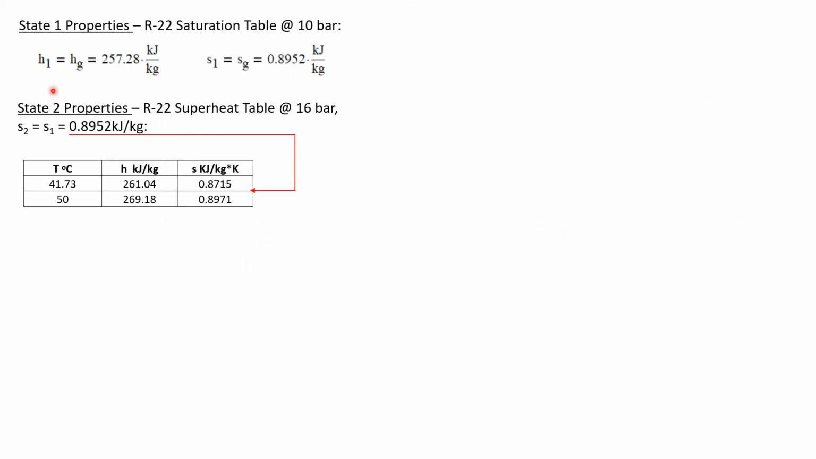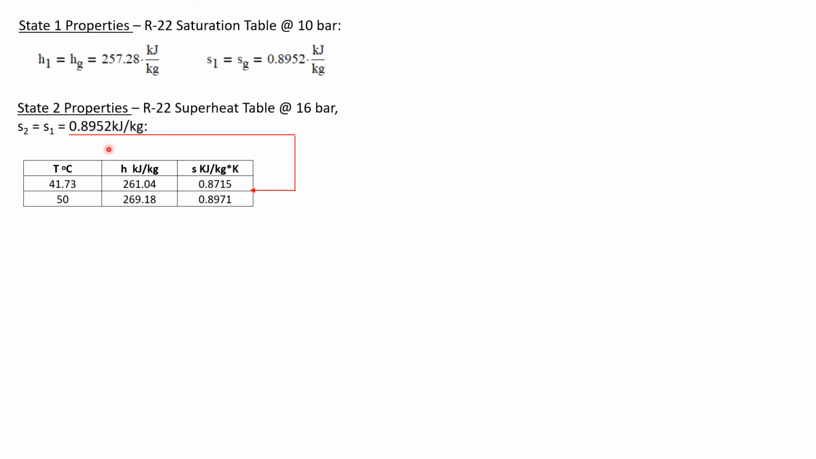So let's find some state properties. We can go to the R22 saturation table at 10 bar, and because we have a saturated vapor at state 1, we know that H1 is just H sub g, and the table tells us that that enthalpy is 257.28 kilojoules per kilogram. Likewise, S1 is S sub g, and it has a value of 0.8952 kilojoules per kilogram Kelvin. Now, for state 2, we have two properties defining state 2 now. We know its pressure is 16 bar, and we know its entropy is the same as the state 1 entropy, so its entropy is 0.8952 kilojoules per kilogram Kelvin.